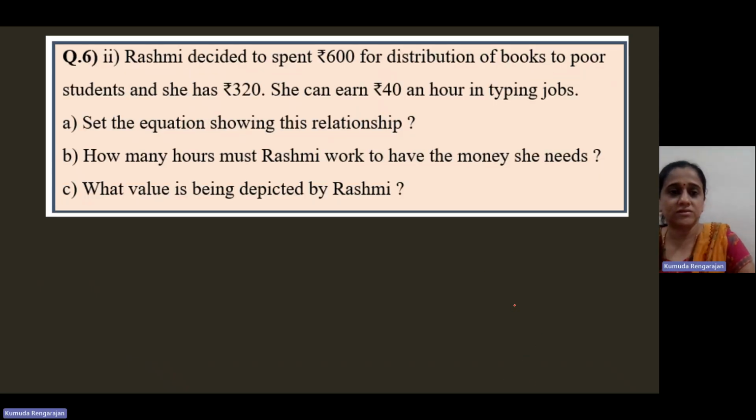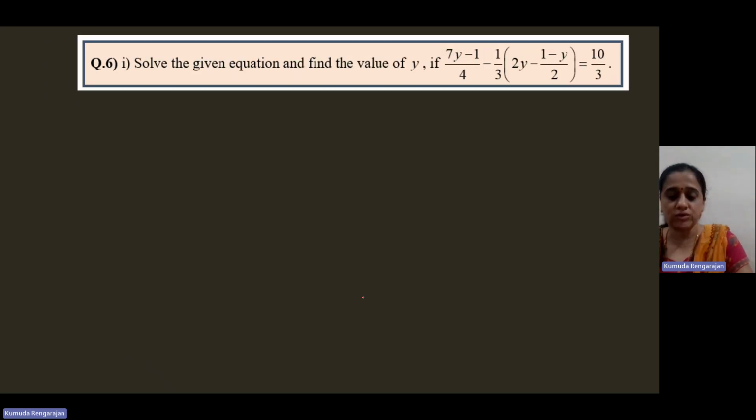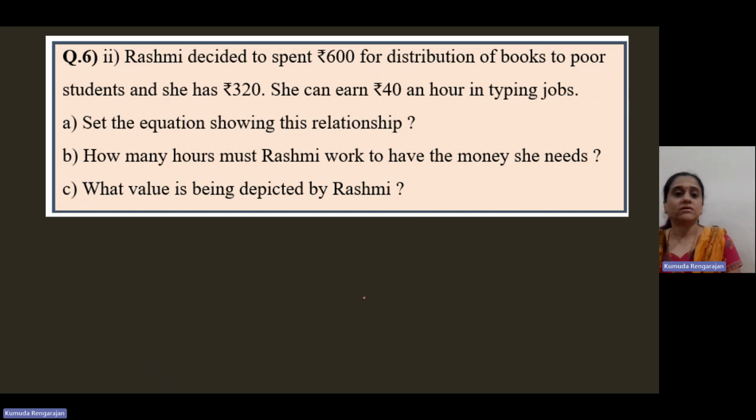Yeah, let's discuss this word problem first. Maybe these two word problems, and then we'll solve this equation. So here, Rashmi decided to spend rupees 600.